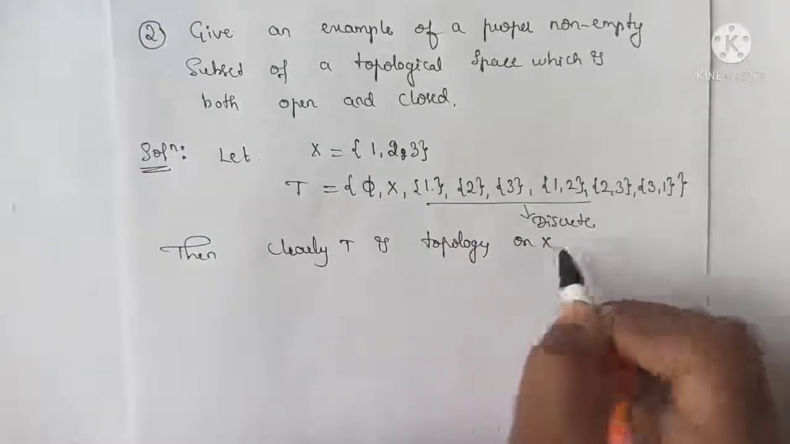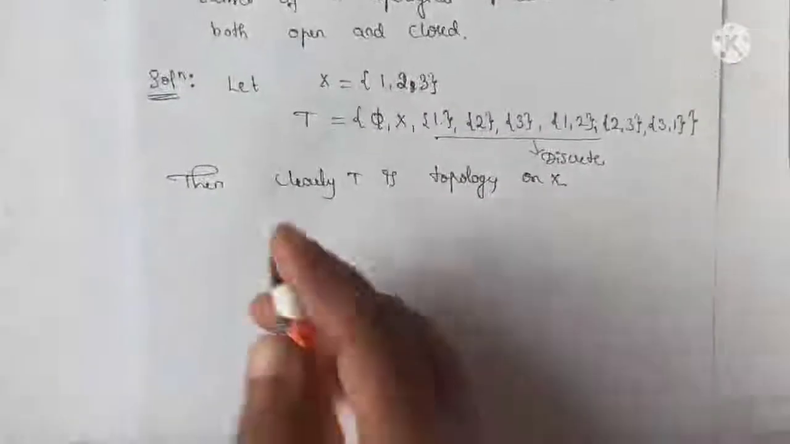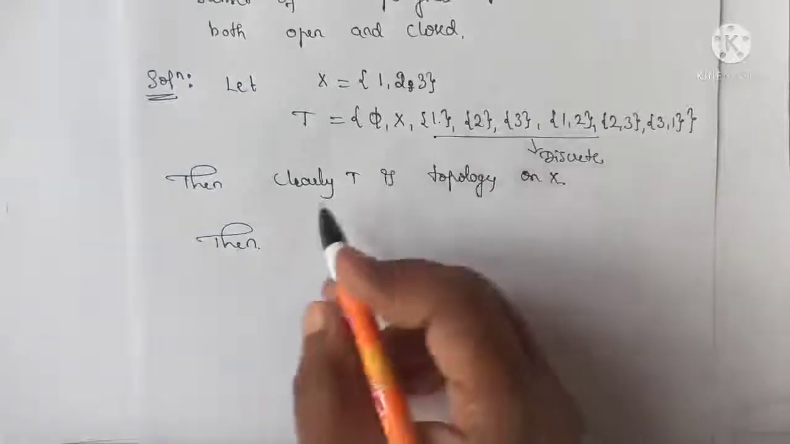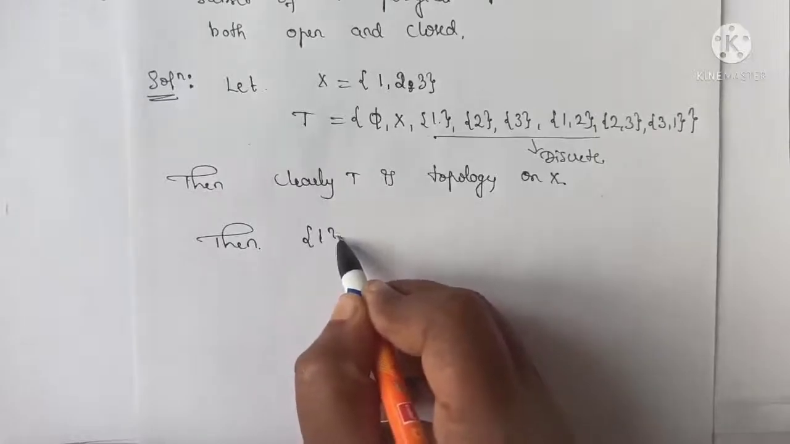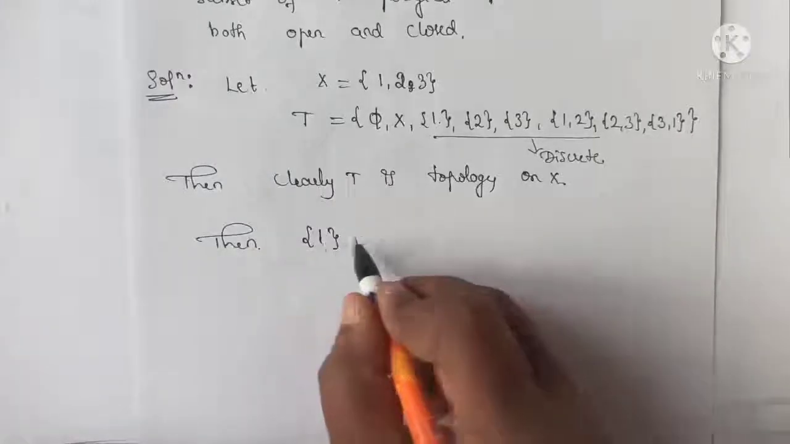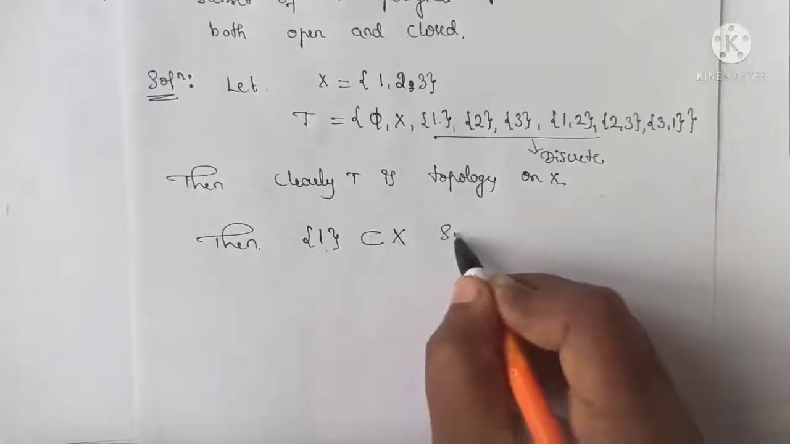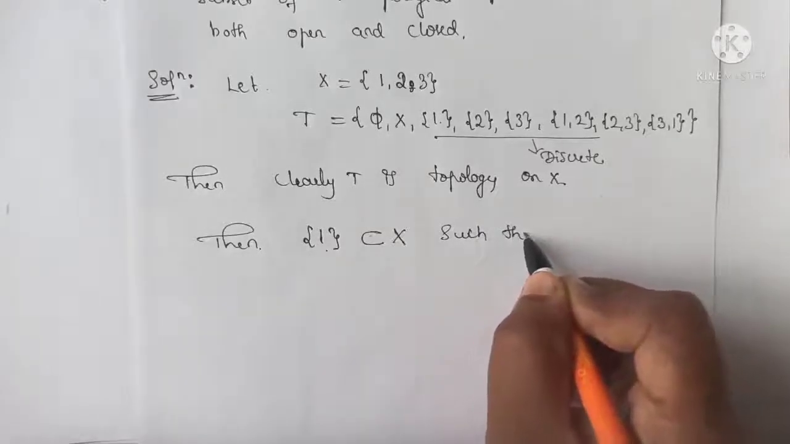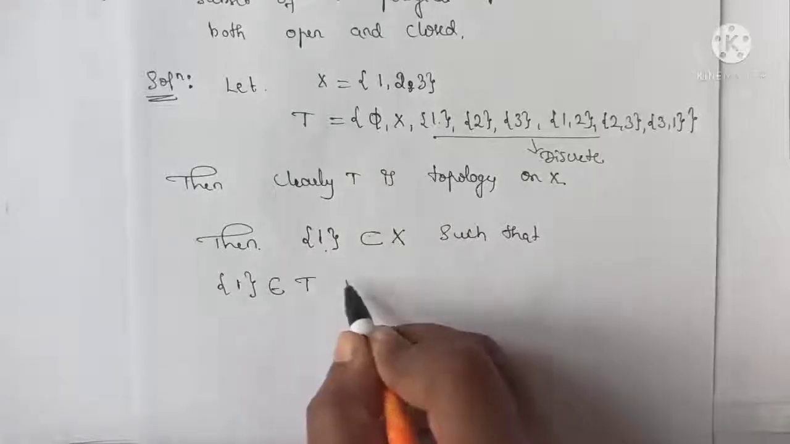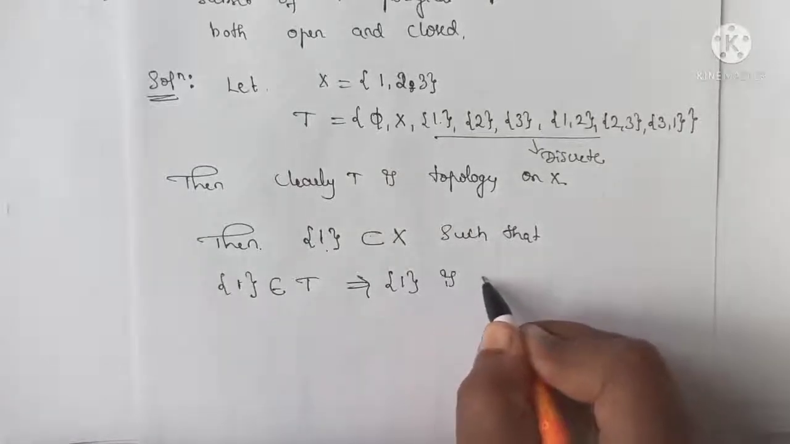Now we can give an example for a set which is both open and closed. Then you can consider any one. So we consider this one, a subset of X such that this one belongs to T, hence it is open. So therefore it is open.